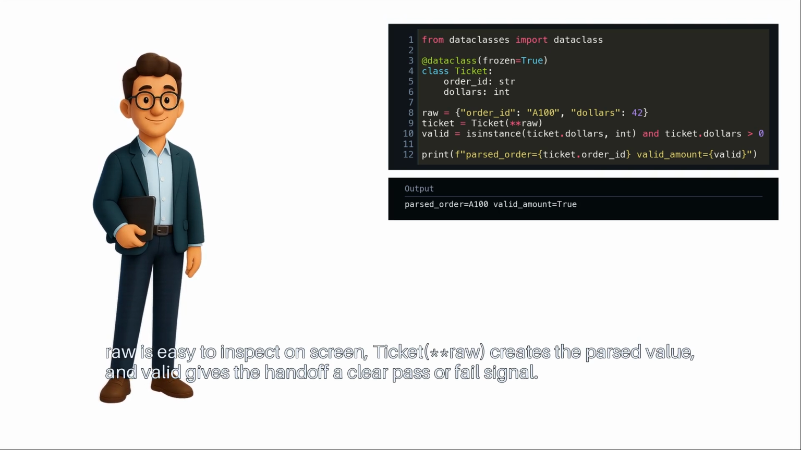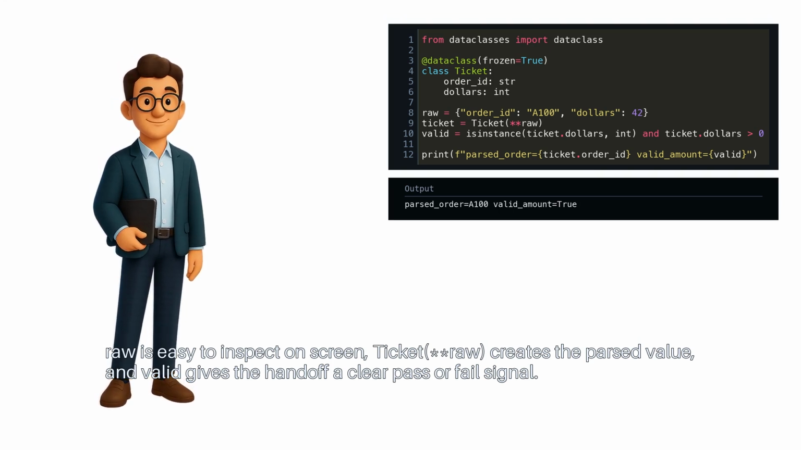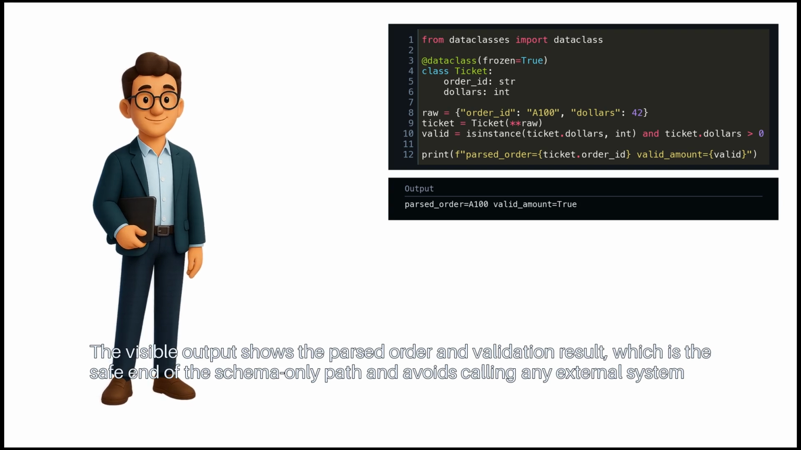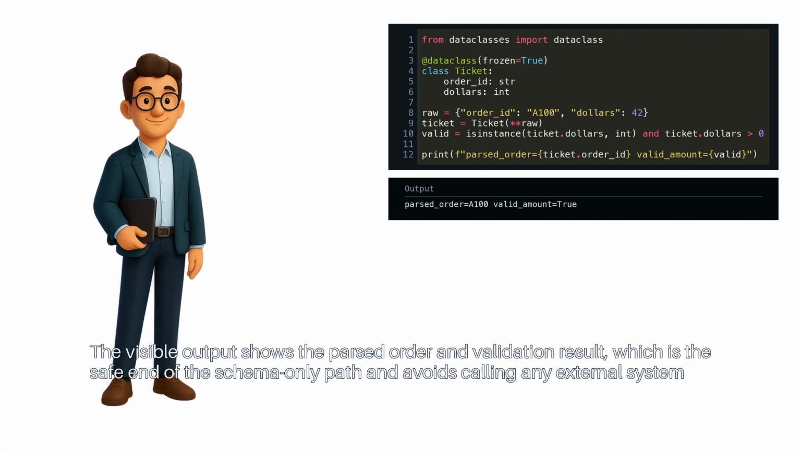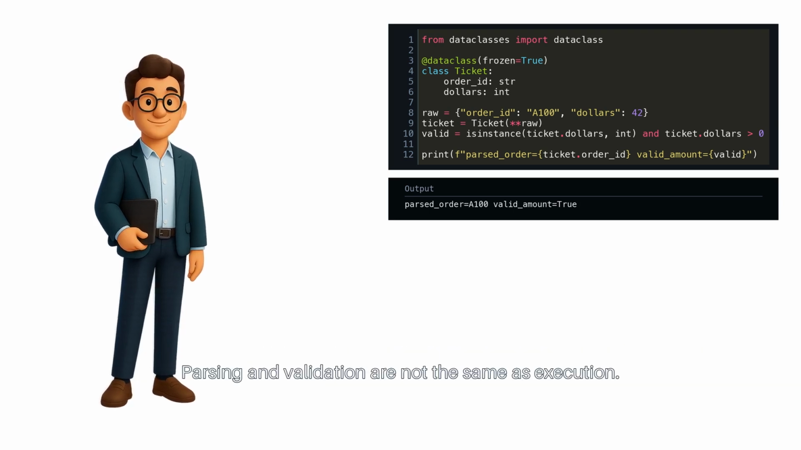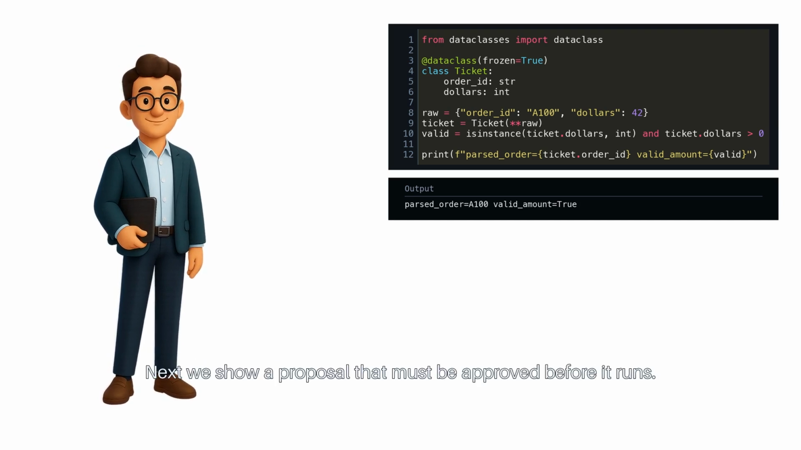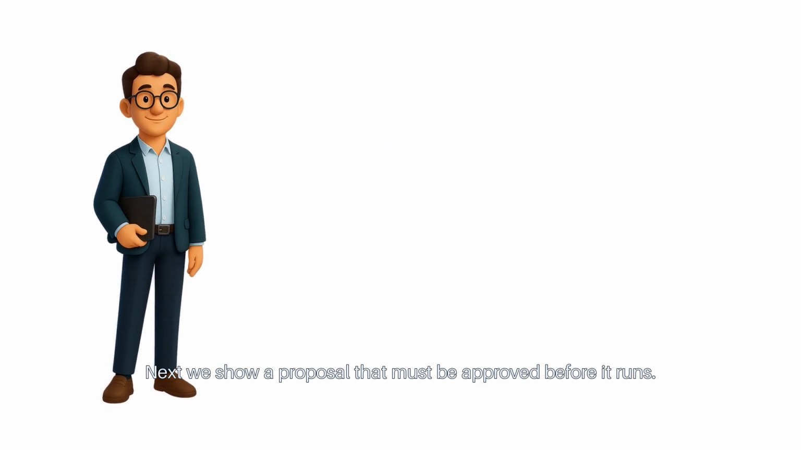Ticket raw creates the parsed value, and valid gives the handoff a clear pass or fail signal. The visible output shows the parsed order and validation result, which is the safe end of the schema-only path, and avoids calling any external system before checks pass. Parsing and validation are not the same as execution. Next, we show a proposal that must be approved before it runs.